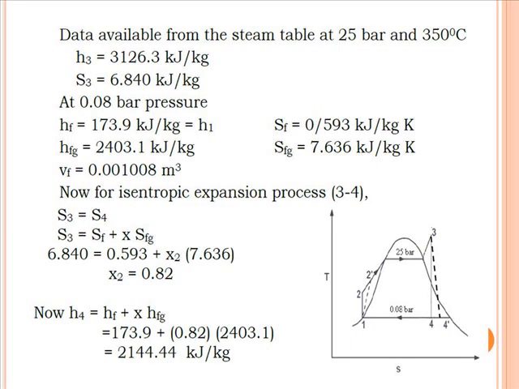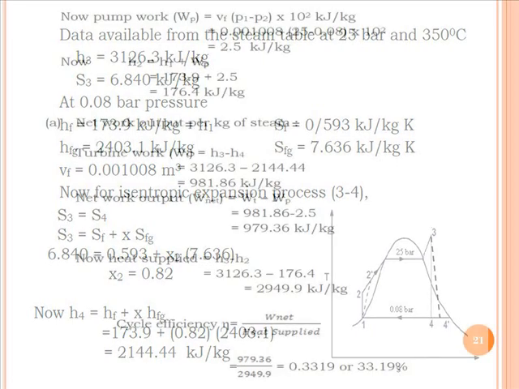So you can see at 25 bar and at 350 degrees Celsius from the steam table, the H3 and S3 values are available, and some of the data at 0.08 bar which is available from the steam table are mentioned here, that is HF, HFG, SF, SFG and VF. Also, the process is shown on the TS diagram. The dotted line is talking about the actual cycle. That will be solved when we consider the isentropic efficiency of the turbine and pump.